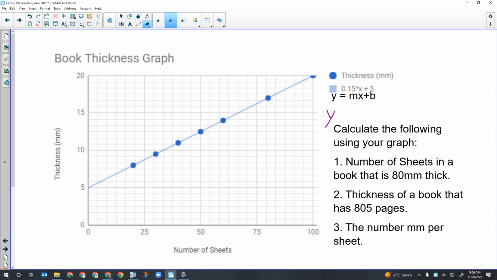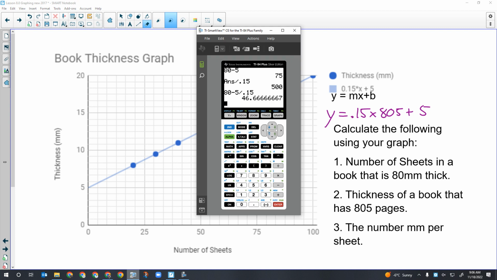So I'm just going to go y equals 0.15, because that's m, times the x value they gave me, 805 pages, plus 5. Okay, that's the 5 millimeters I'll be covering. Okay, so 0.15 times 805 plus 5. Okay, so that book is going to be 125.75 millimeters thick. Everybody all right with that?